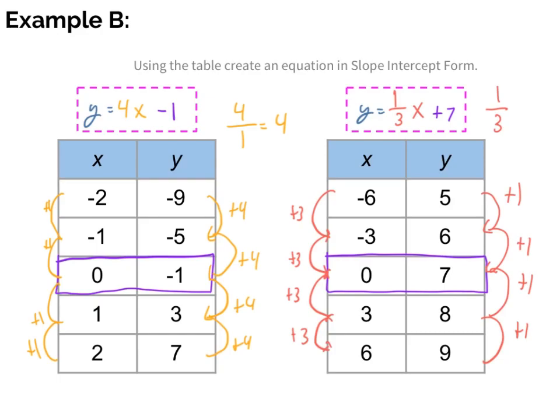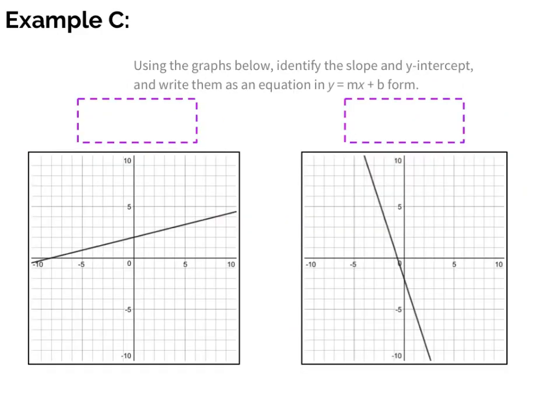Now let's take a look at graphs to make our slope-intercept form. So here I've got a couple of graphs, and it says, using the graphs below, identify the slope and y-intercept and write them as an equation in y equals mx plus b form, or slope-intercept. So I'm going to start on the left-hand side. I've got a graph there, and the first thing I'm going to do is start with my y equals, because I know whenever I write in slope-intercept form, I'm going to have y equals.